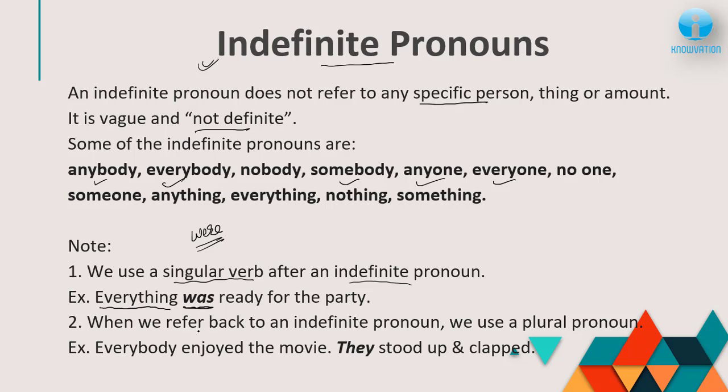When we refer back to an indefinite pronoun, we use a plural pronoun. Chaliye isko example se samajhte hain. So everybody is my indefinite pronoun. Enjoyed the movie. Now mujhe everybody ke bare mein kuch comment karna hai. So main yahan par ek plural pronoun ka use karunga. They is a plural pronoun that we all know. So they stood up and clapped. Main ye nahi bol sakta ki he stood up and clapped. Okay, so because there are lots of people. So they stood up and clapped because I'm referring back to the indefinite pronoun. So I hope friends this is also clear.